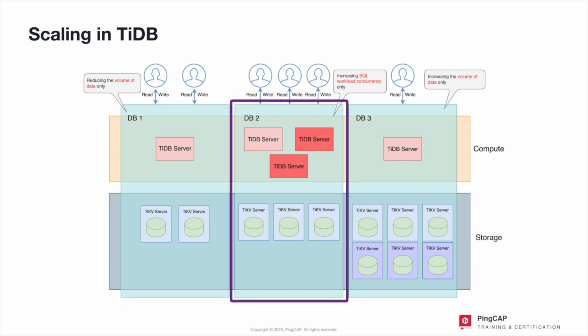DB2 has consistent data volume. On the other hand, it needs additional compute power. We address this by adding TiDB server nodes to the environment. Adding more CPU and RAM to DB2 ensures acceptable query response times.